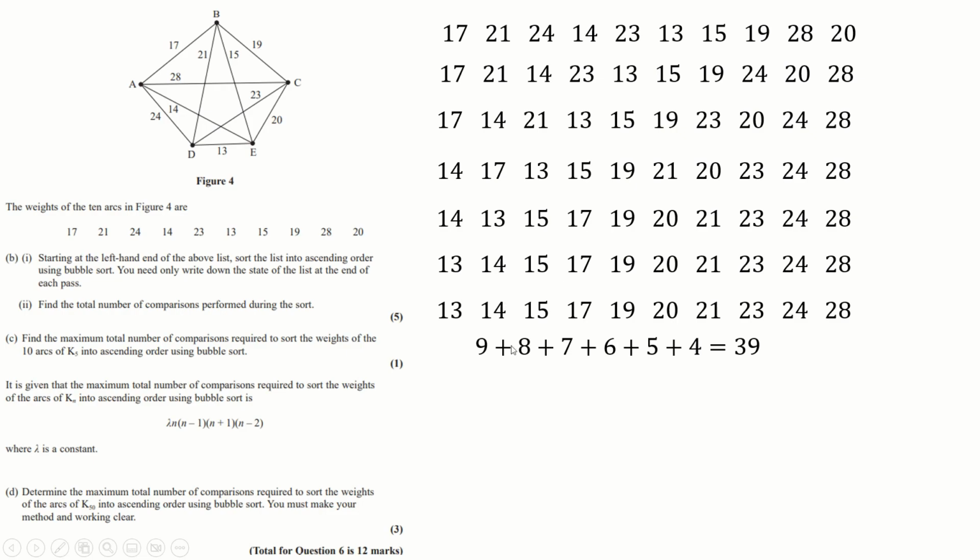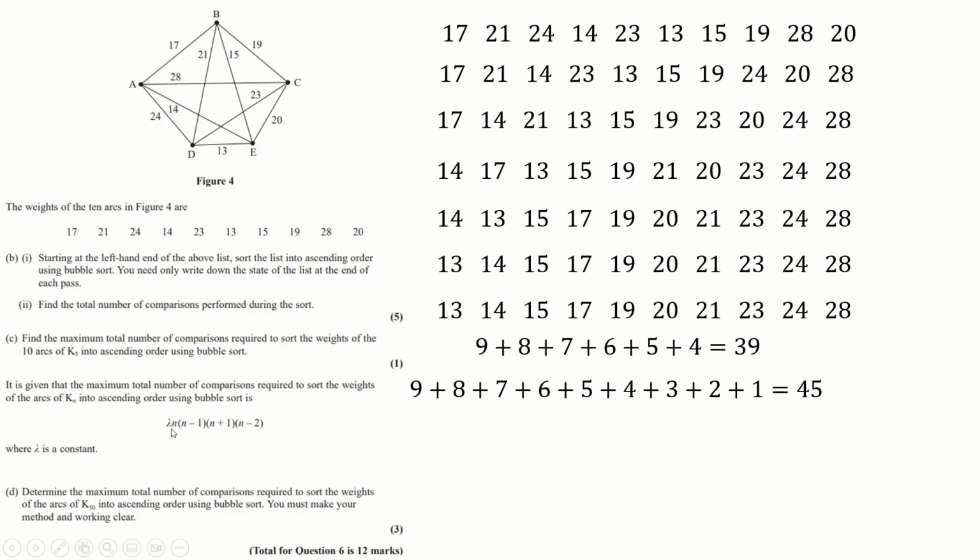So plus 4 comparisons to do, and we end up with 39. Now, worst case scenario, the maximum number of comparisons you'd have to do is 9 plus 8 plus 7 and so on. It just so happens that you never get to your correct order until the last pass at 1. So you add up all those and you get 45. It's given that the maximum total number of comparisons required is this, where lambda is a constant. Now determine what it is for 50.